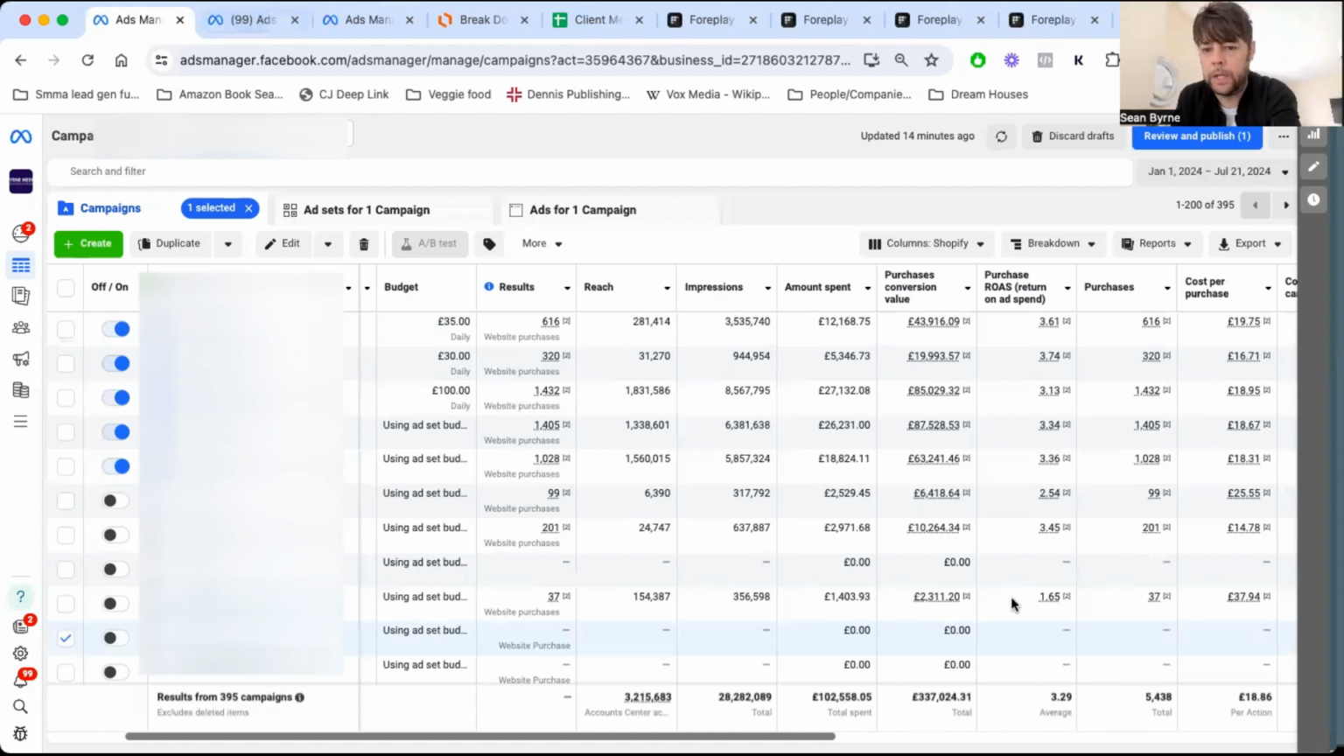The money generated, of course, is returning a 3.29, which is not so bad. We aim between 3.5 and 4. This is pretty good, though. Again, it's very profitable. And in this period, according to Facebook here, 5,438 orders have been purchased and fulfilled. And the cost per purchase has been £18 in this period.